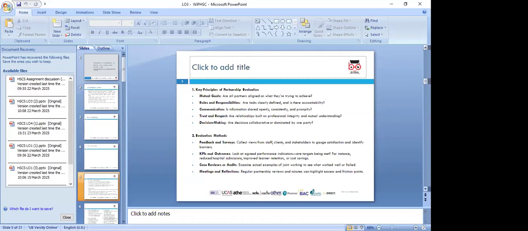In evaluation methods, we use feedback and surveys. We have to look into KPIs and outcomes, looking at agreed performance indicators. We have case reviews or audits, which examine actual examples of joint working. And last, we have to look at meetings and reflection: regular partnership reviews and minutes that can enhance. Very important.